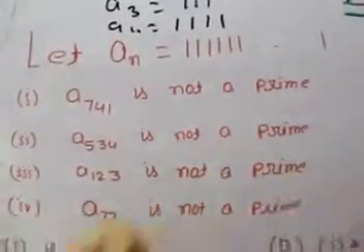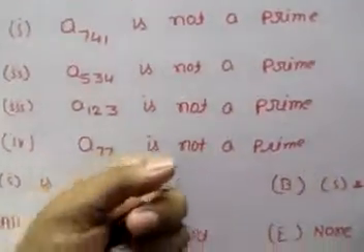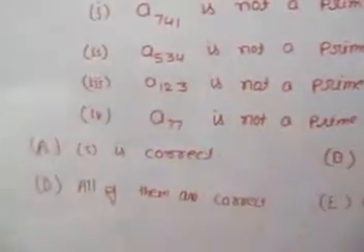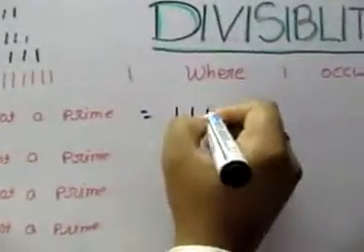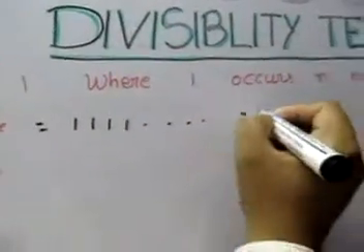Then there are 4 statements given. A741 is not a prime. A534 is not a prime. A123 is not a prime. A77 is not a prime. Then which one of these are correct? Now let us look at the first statement. A741 is not a prime. A741 means 1 repeated 741 times.